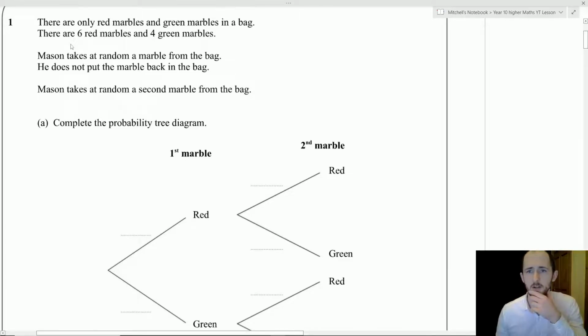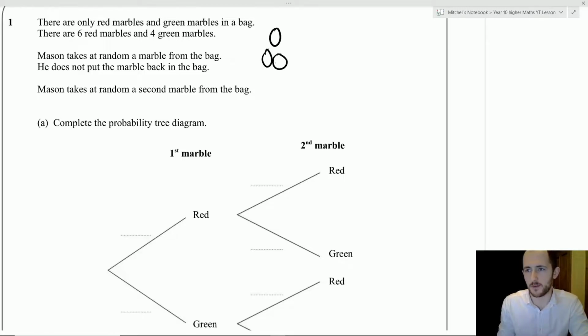But for the first one, it says there are only red marbles and green marbles in a bag. There are 6 red and 4 green. Mason takes at random a marble from the bag. He does not put it back into the bag, and he takes the second one. Complete the tree diagram. With probability questions, it can help to draw out a diagram. So we have 1, 2, 3, 4, 5, 6, and we'll put little R's in here. So 6 red, and then we have 1, 2, 3, 4 green ones, right?